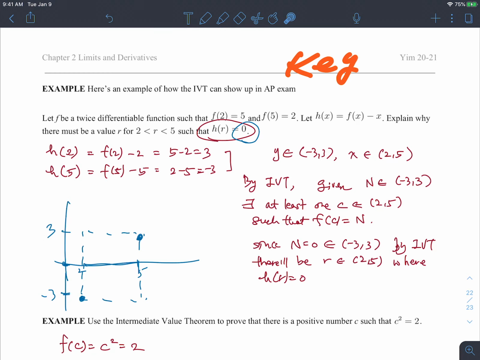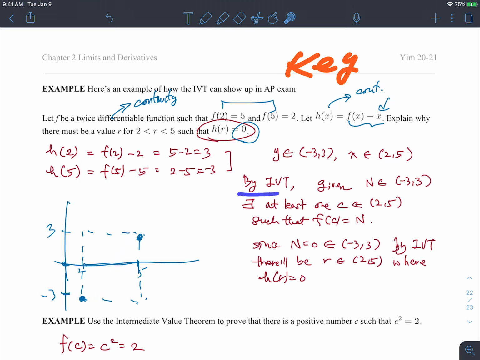Because first of all, they're saying that, well, we haven't learned this yet, if it's twice differentiable, it implies continuity. The function is continuous here, because that is actually a polynomial, right? The difference of continuous functions is continuous. So that is continuous, right? So we know that h is continuous from 2 to 5. Therefore, it must go through any value in between.